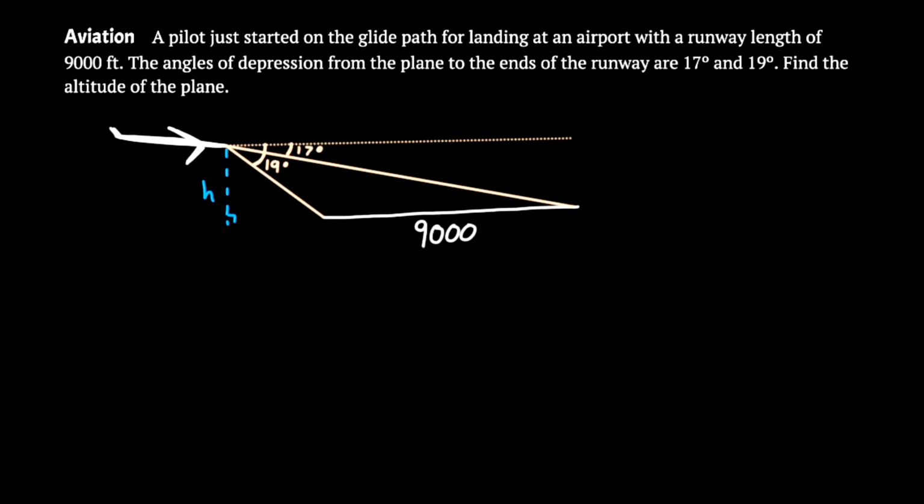Find the altitude of the plane. Alright, so we have our airplane. It's slowly descending towards the runway, which is 9,000 feet long. And notice how I labeled the angles of depression.